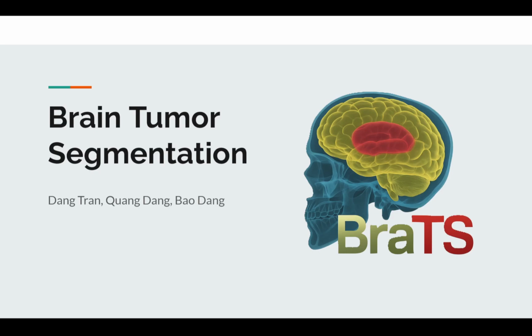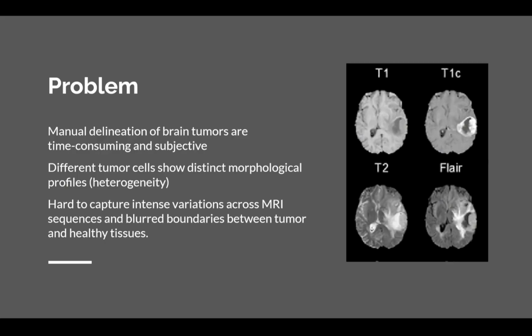And for our project, I'll be presenting our convolutional architecture we trained to enhance the accuracy of brain tumor segmentation. Now, accurately segmenting brain tumors has been a challenge for decades. Manual and traditional practices were often very time-consuming and subjective. The biggest reason why is heterogeneity.